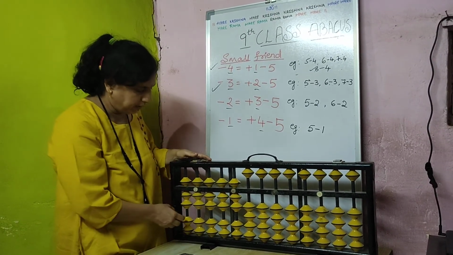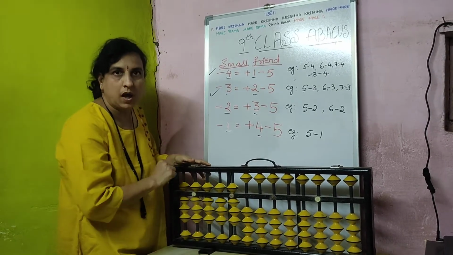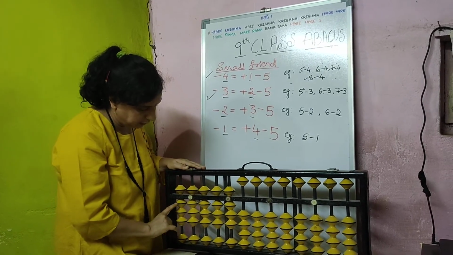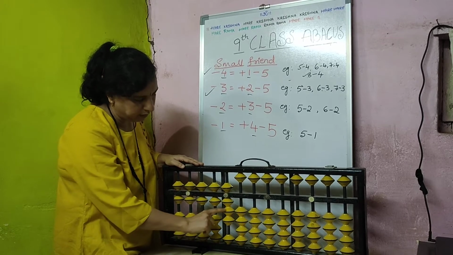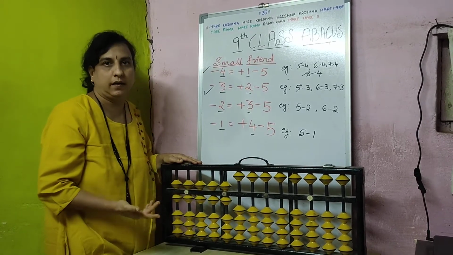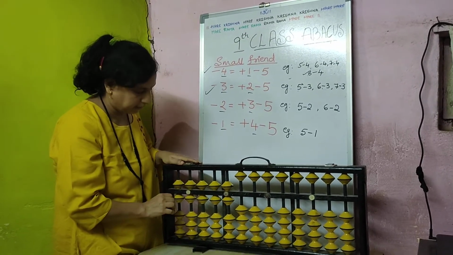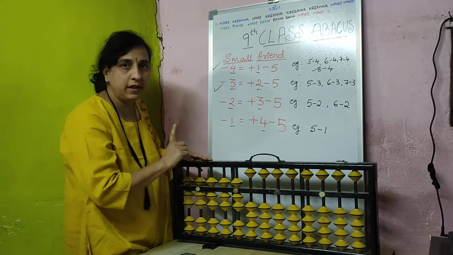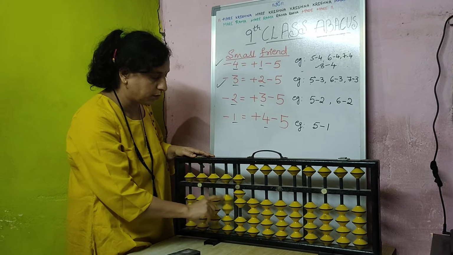Now, when there is 8, I want to do 8 minus 2. Even in this, I can do minus 2 directly. Why? Because sufficient beads are there. So I can do minus 2 directly, no need to go for this formula. Then again, 7 minus 2: when there is 7, I can do minus 2 directly.